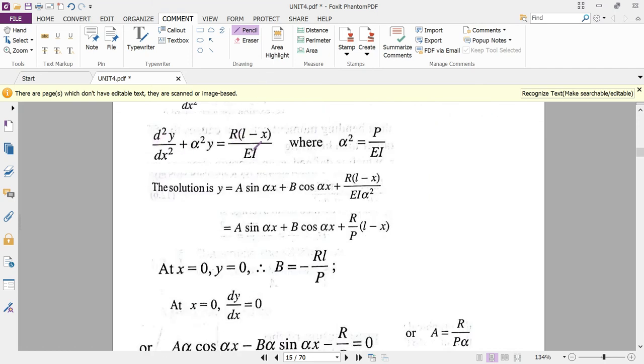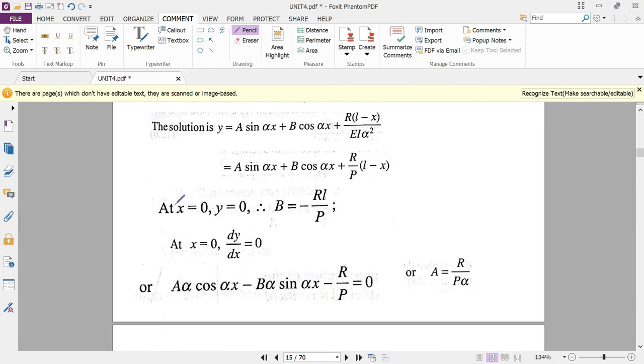Again, this is the generalized differential equation. We have to consider alpha square is equal to P by EI here also. Now this is the most common solution of this differential equation: y equals A sin alpha x plus B cos alpha x plus R(L minus x) by EI alpha square.